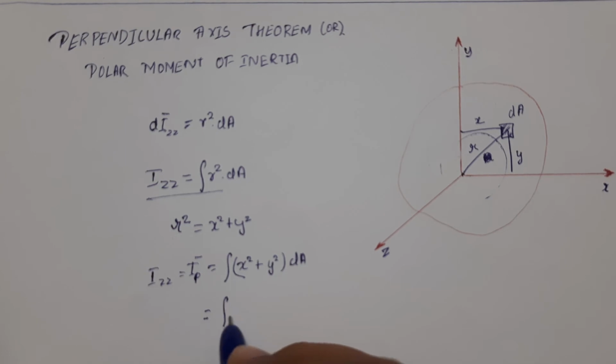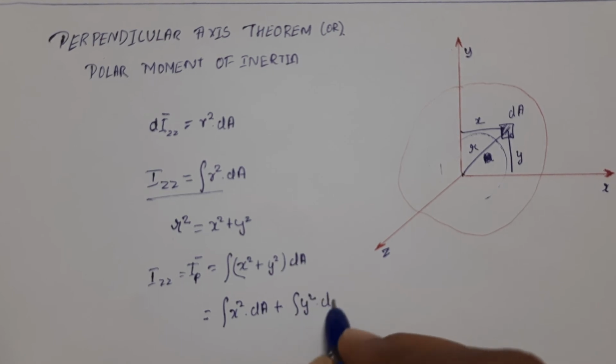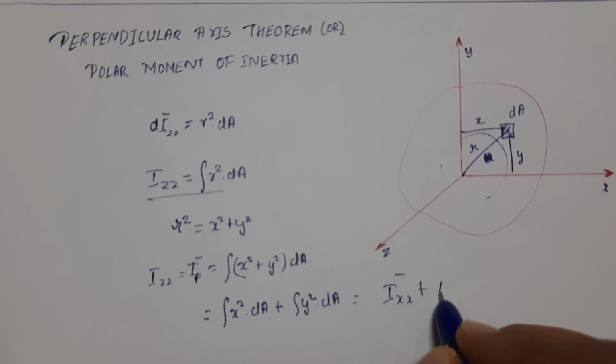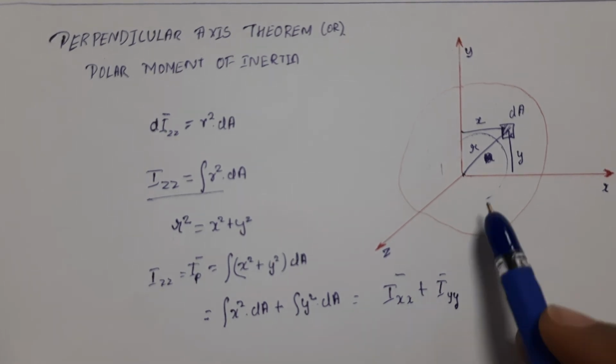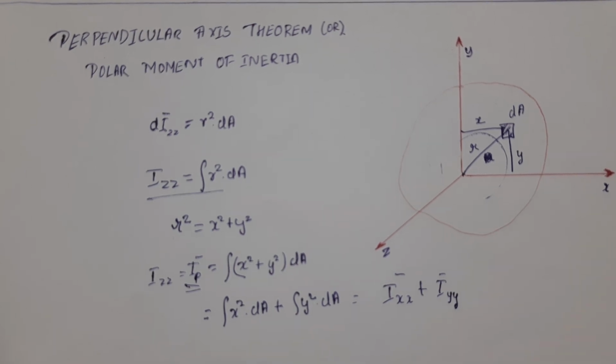So this can be written as the integration of x square into dA plus the integration of y square into dA. So we get it as Ixx plus Iyy. Thus we can see that in the plane lamina, the polar moment of inertia is equal to the sum of the moments of inertia about two mutually perpendicular axes in the plane lamina. The polar moment of inertia is useful for calculating the stress when the structural member is subjected to torque, as in a shaft.